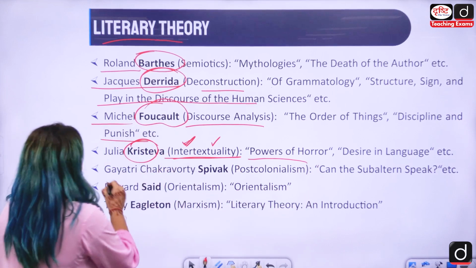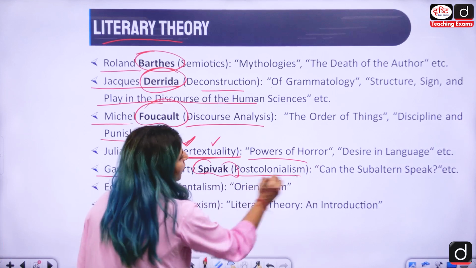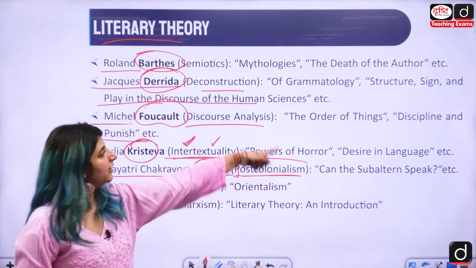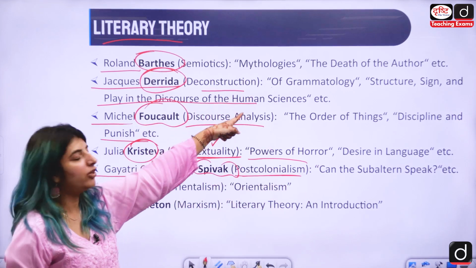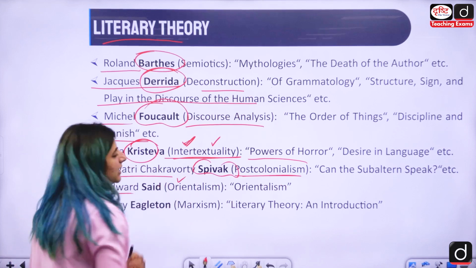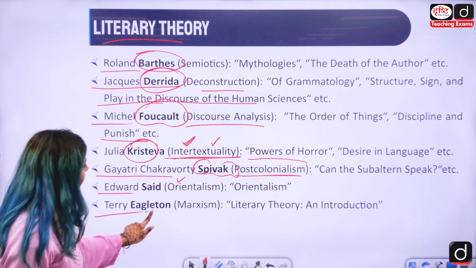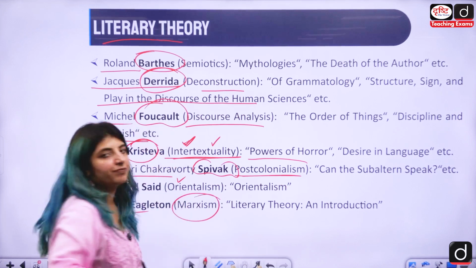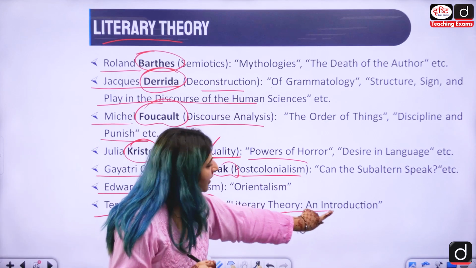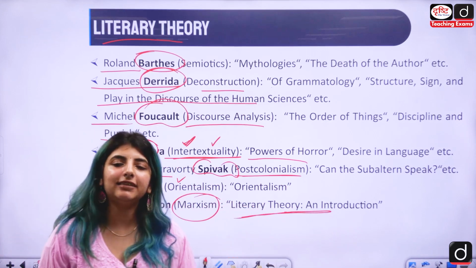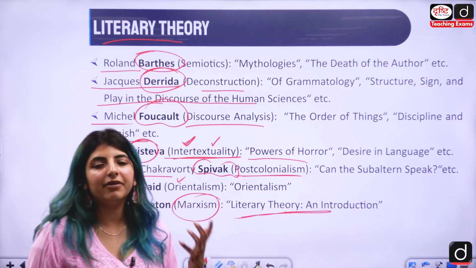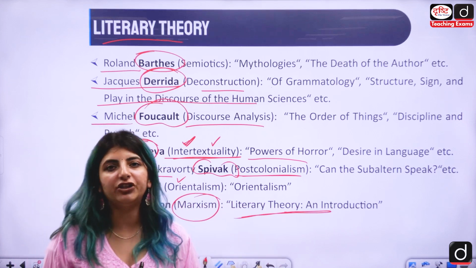are important. Gayatri Spivak, Post-Colonialism, Can the Subaltern Speak? Translation of Grammatology. Said's Orientalism, right? Terry Eagleton, related with Marxism, right? With Literary Theory: An Introduction. These are certain books which are important from the examination perspective, and the list is not just limited to this one.